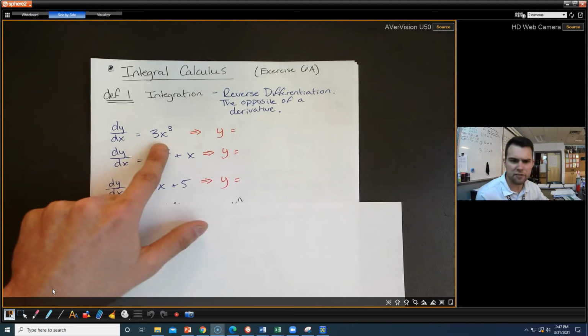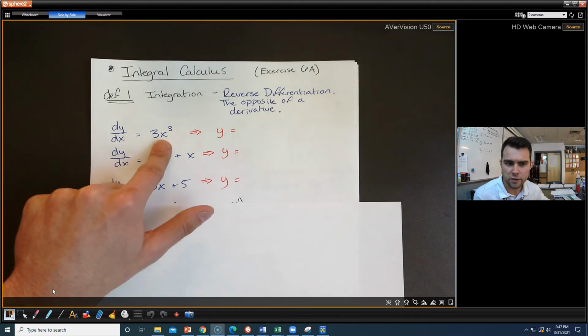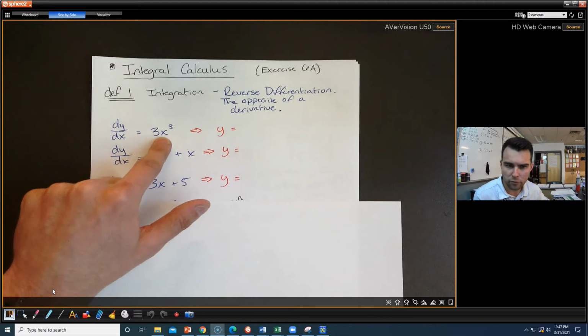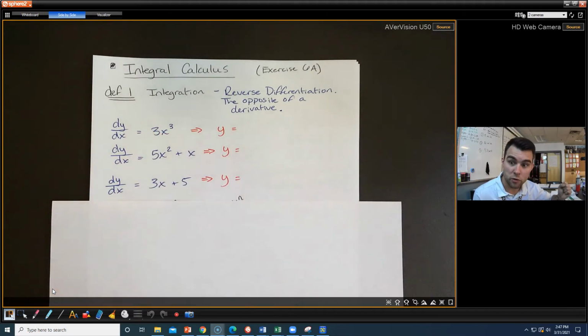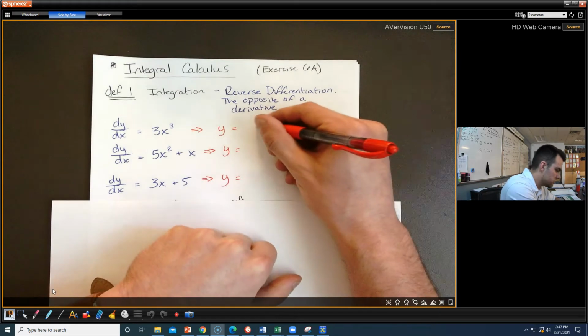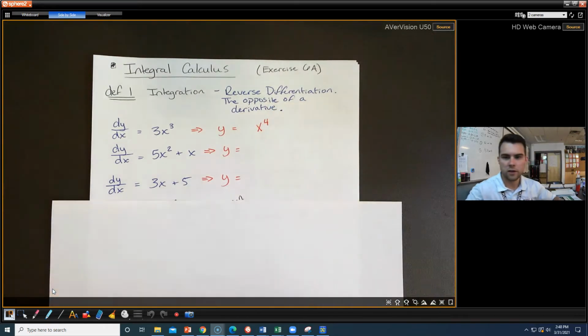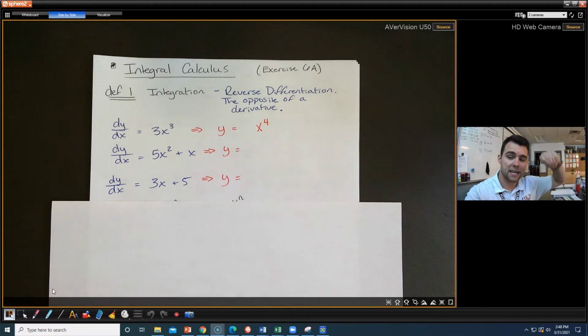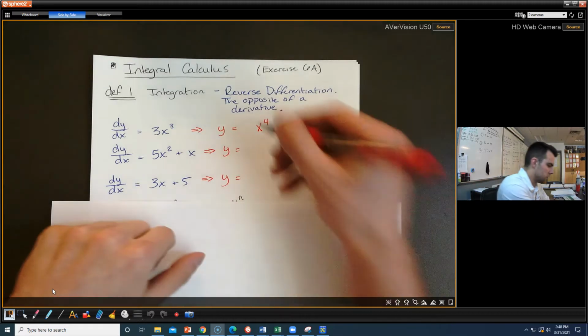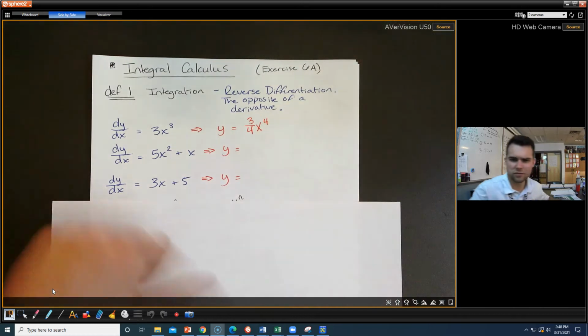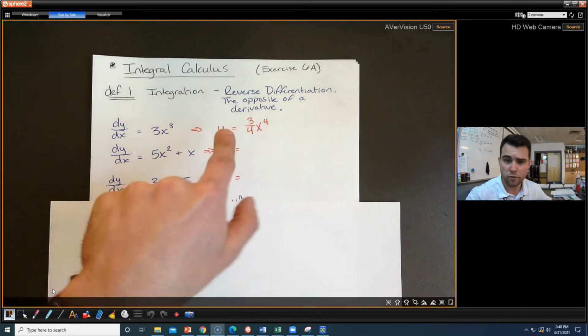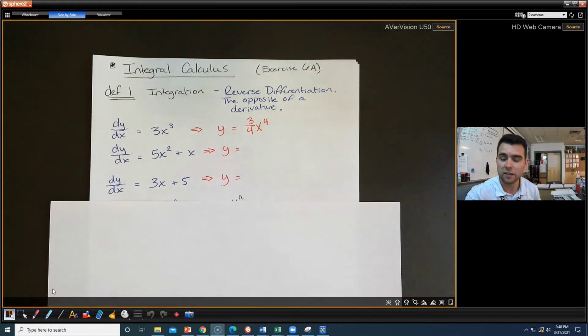So if I have 3x to the third, let's see. Well, I know normally if I do my power rule, I normally take 1 off. So I'm going to add 1 to my exponent. So I get x to the 4th. All right, and then normally I take that exponent and I move it out front and multiply. So 4 times what is going to give me 3? Turns out to be 3/4, right? Well, let's see if I put a 4 in front, multiply that out. Yeah, I end up getting 3x to the third. Sweet. There's reverse differentiation.